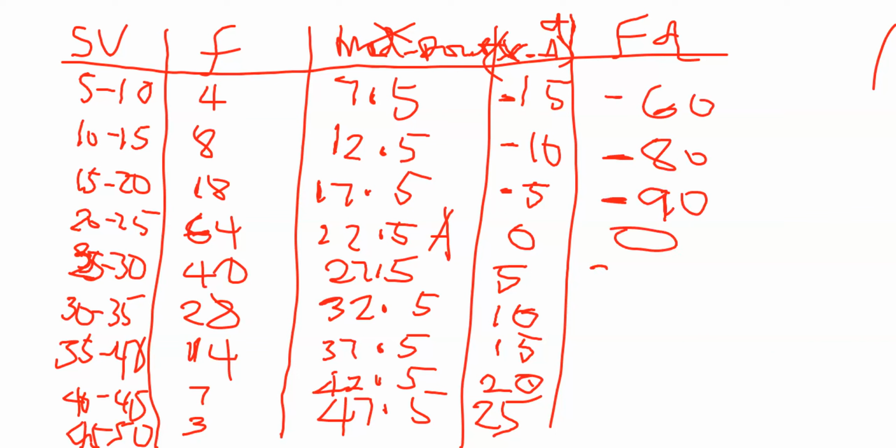40 times 5, that is 200. 28, I hope that frequency is 28. Am I correct? Yes, sir. That is 280. Then 14 times 15, that is 210. This one is 140. And the last one there, 25 times 3 is 75.